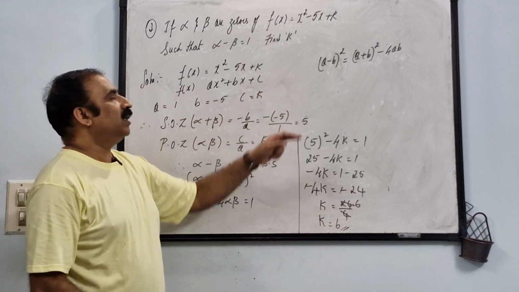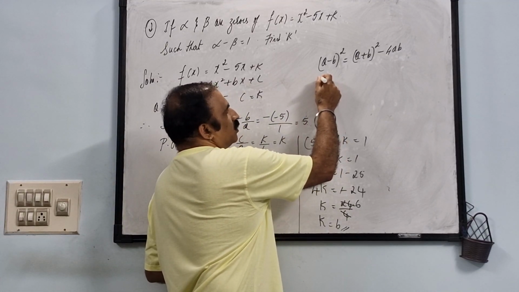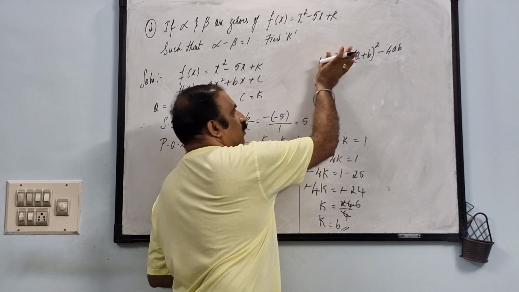So this is one of the formulas. We have the other formulas, where we have alpha square plus beta square, or a square plus b square.